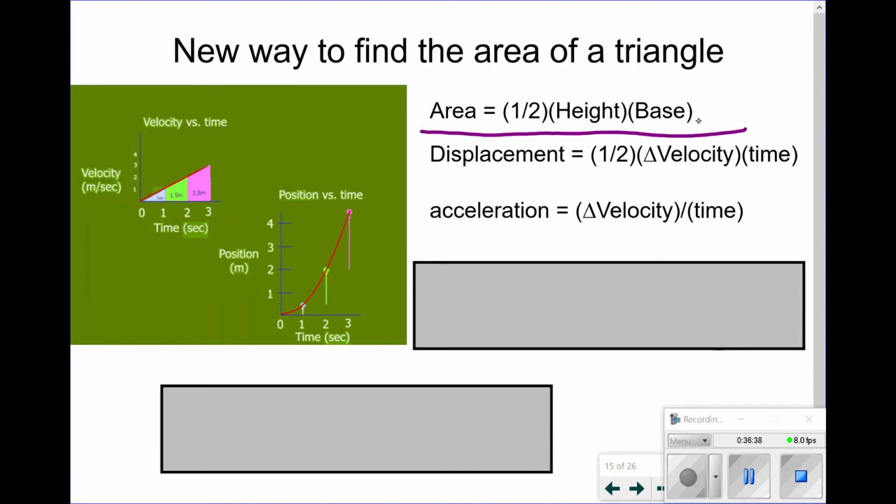We know displacement is 1/2 the change in velocity over time, which is the height times the base. But acceleration is the change in velocity over time. And I need to be able to describe the displacement in terms of acceleration because I want to be able to predict the future. If I have to wait to find out what the final velocity is, I have to wait to the very end to make a prediction.